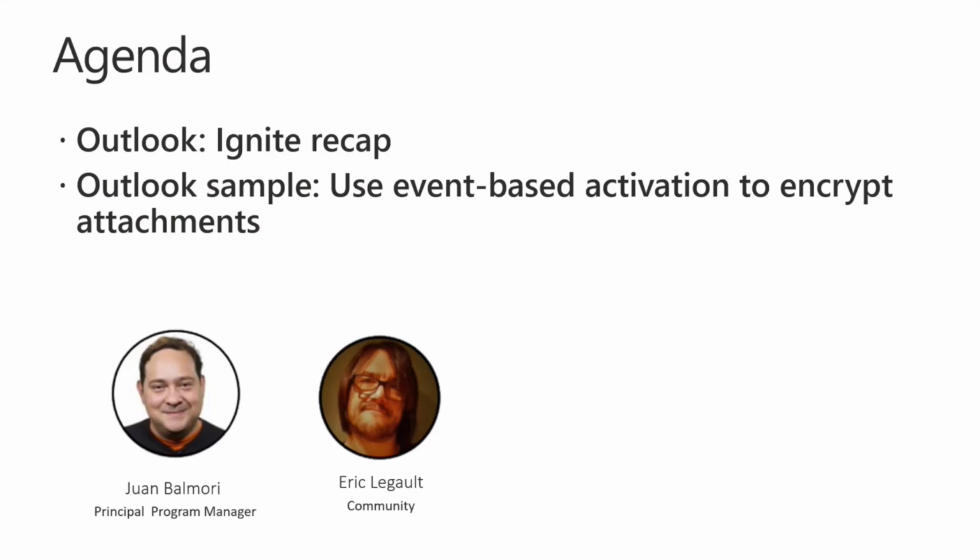Joining us today is Juan Balmari, who is going to be doing a recap of some Outlook announcements from the Microsoft Ignite event. Also joining us today is Eric Legault, who's going to be showing a sample that he put together that shows how you can use event-based activation in Outlook to encrypt attachments and more.